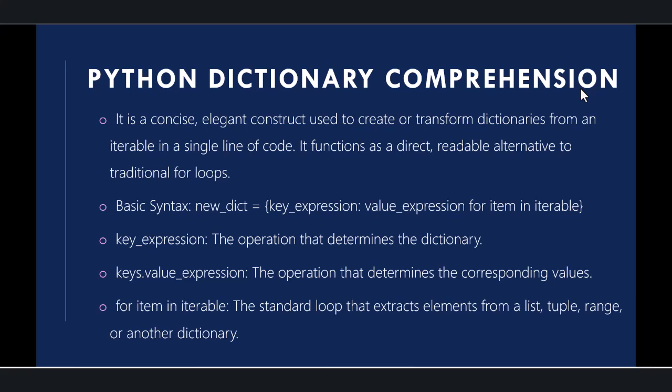Then for item in iterable is the standard loop that extracts elements from a list, tuple, range or another dictionary. We'll write the for condition here at last. The iterables may be a list, tuple, range, or another dictionary. From there we will extract the elements and write a loop. This is what dictionary comprehension means.